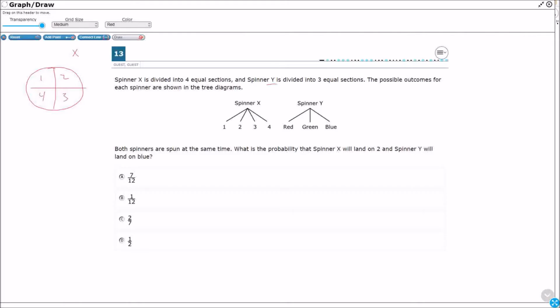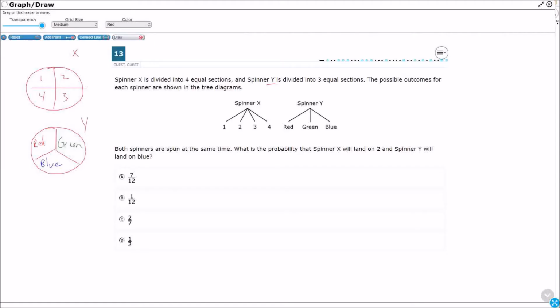Now we've got spinner Y divided into 3 equal sections. So we'll see if I can draw that here. And what have we got? We've got red, we've got green, and we've got blue. All right, so we can use the correct colors for those. That is going to be spinner Y.